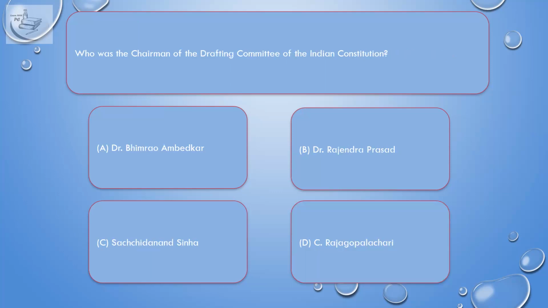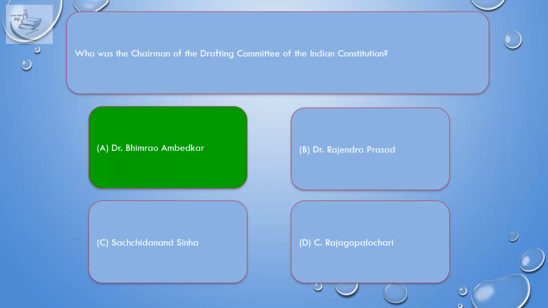Question: Who was the chairman of the drafting committee of the Indian Constitution? A. Dr. Bhim Rao Ambedkar. B. Dr. Rajendra Prasad. C. Sachidanand Sinha. D. C. Rajagopalachari. Correct answer is A. Dr.